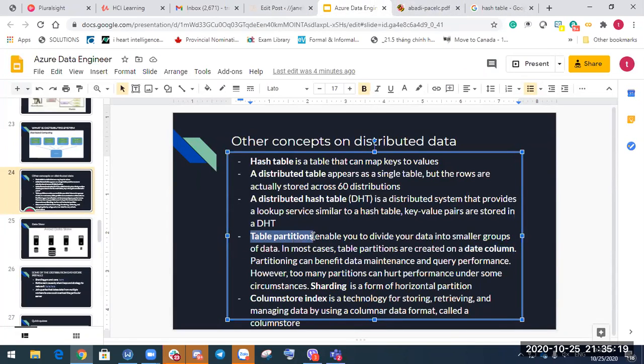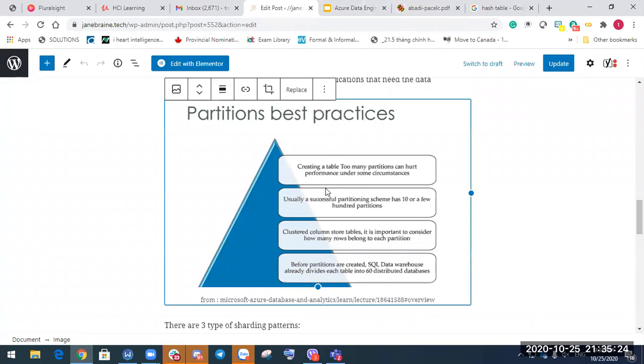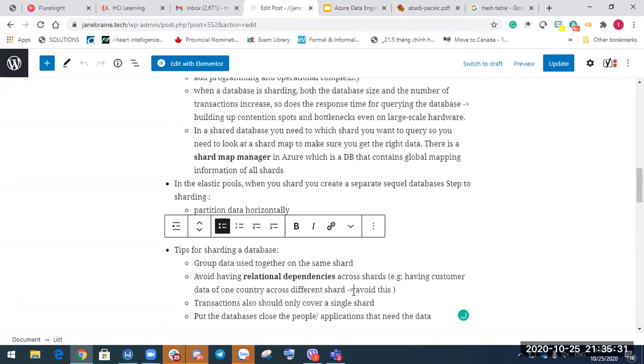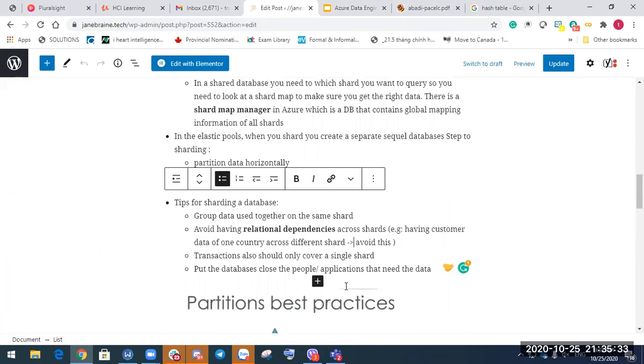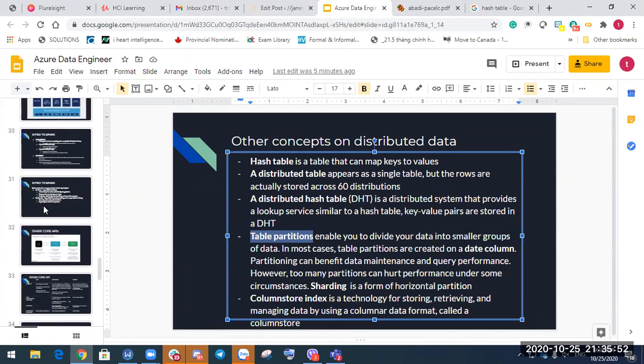Remember I talked about table partition, right? This is the best practice for creating partitions. But for sharding, when you shard, remember to group the data in the same shard and avoid relational dependencies. And transactions should only cover a single shard. I'll also have the Azure best practice here for you to follow.